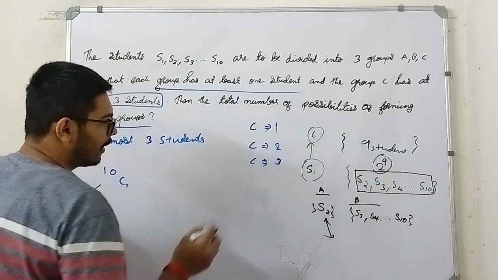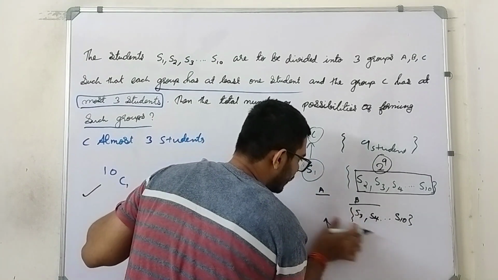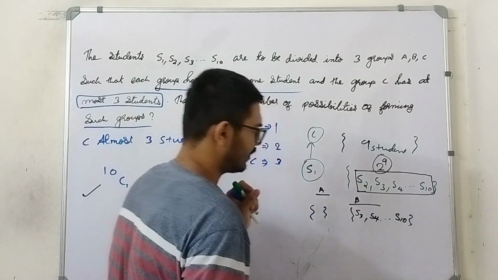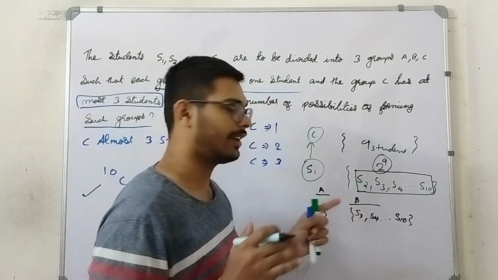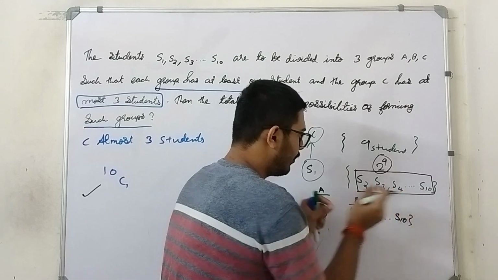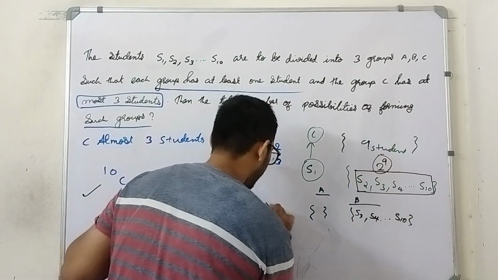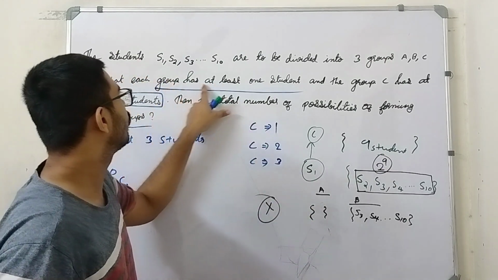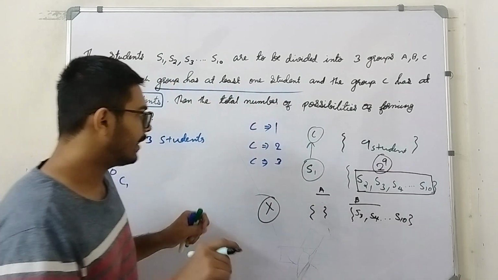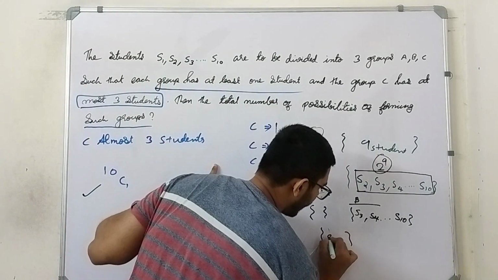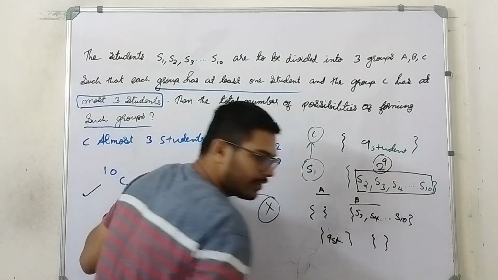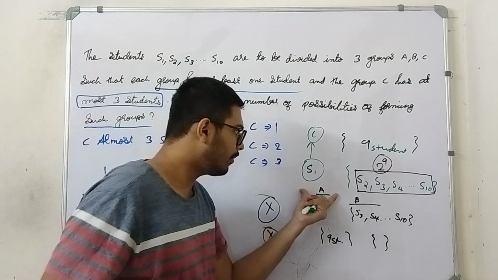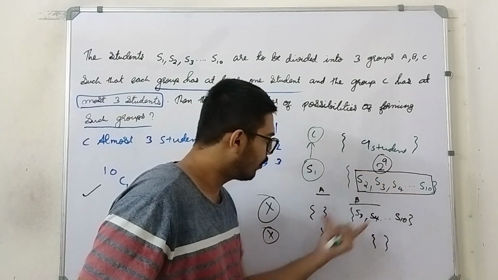But there is one thing. A has the null set as a subset. If A is the null set, with no student in A, the rest of the 9 students will be in B. So this possibility should be eliminated, because each group must have at least one student. Similarly, if A has all 9 students, B will have no students, so this possibility is also removed. A shouldn't be equal to the null set, and A shouldn't be equal to the whole set.